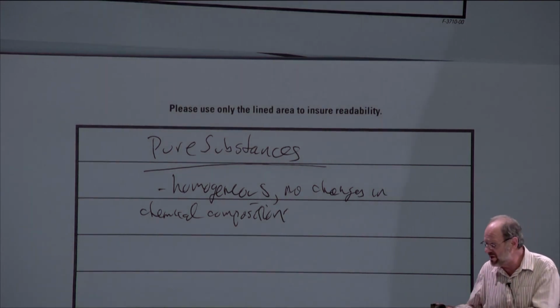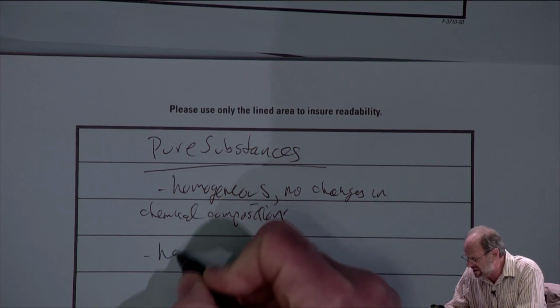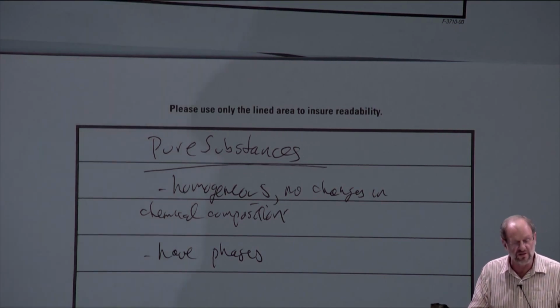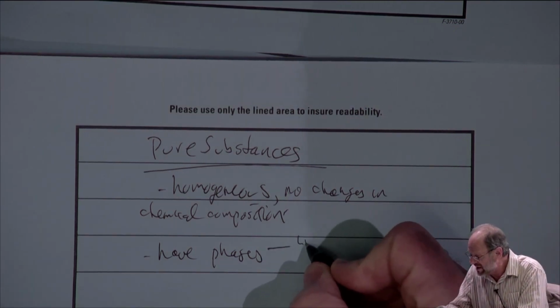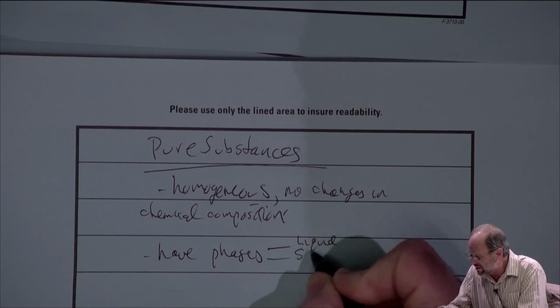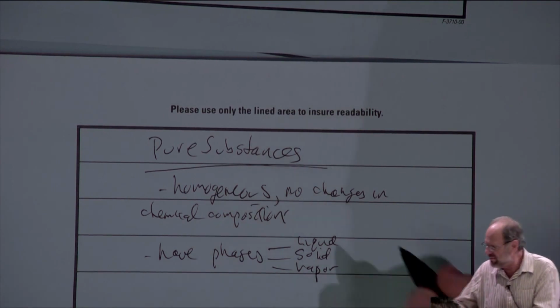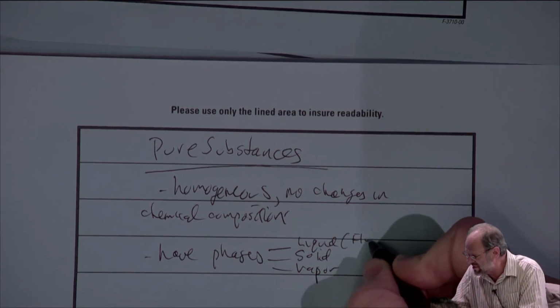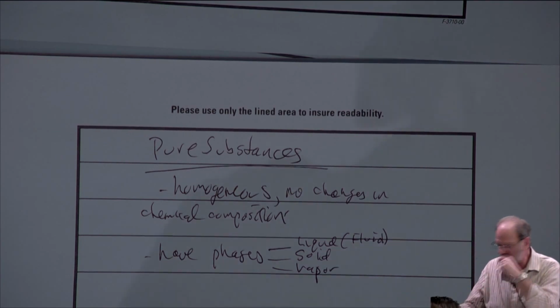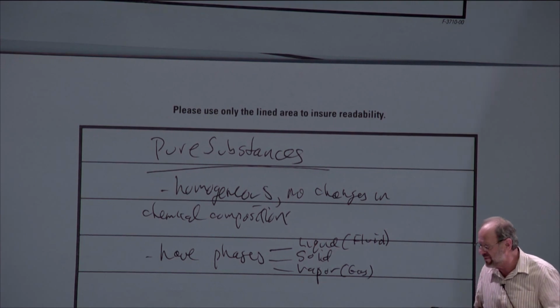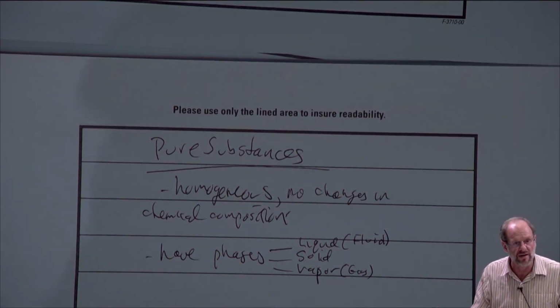Now, another thing that should be noted is that all pure substances have phases. And I think we already know what these phases are, right? We know that a substance can either be a liquid, or it can be a solid, or it can be a vapor. Sometimes in some thermo books you'll see the word fluid instead of liquid. Sometimes you'll see the word gas instead of vapor, but they mean exactly the same thing. Okay? So these are the three phases that we know naturally exist.